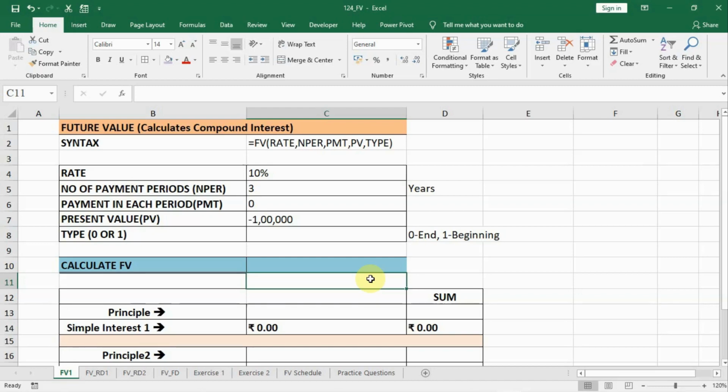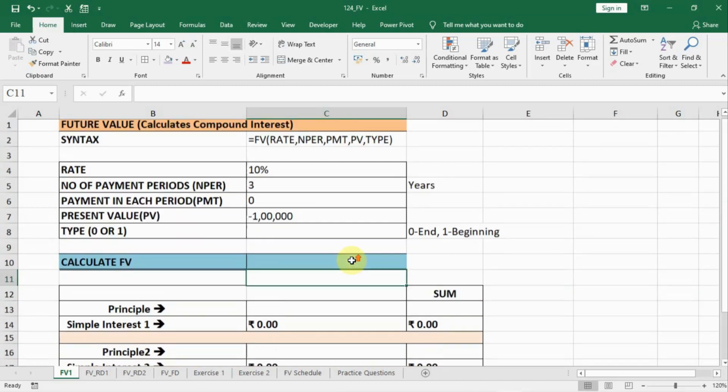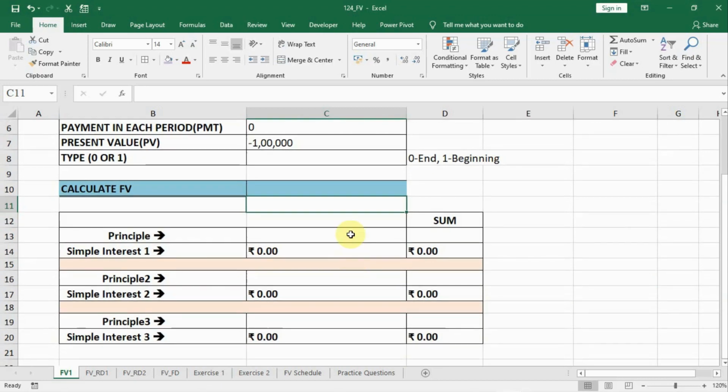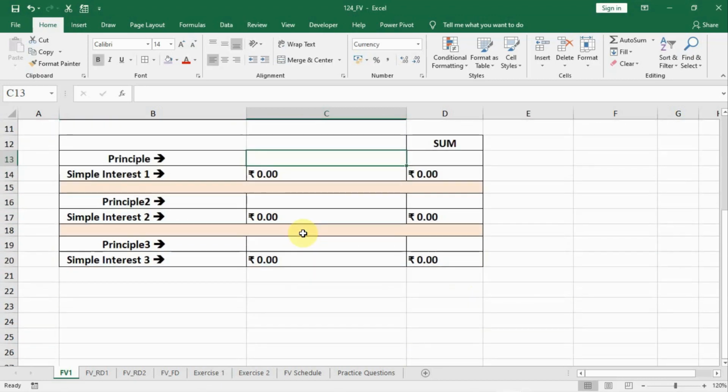Friends, today we'll learn the future value FV function. This is the first financial function that we are going to learn. So here let us see an example where we are putting in 1 lakh rupees and we have to calculate the compound interest for 3 years. In this blue area we will do it.